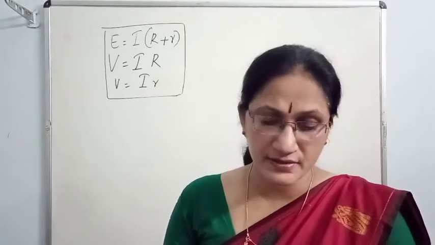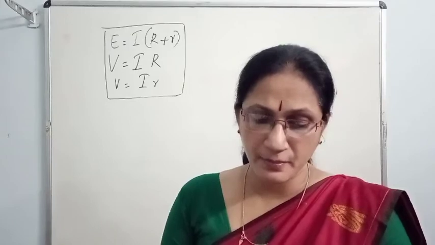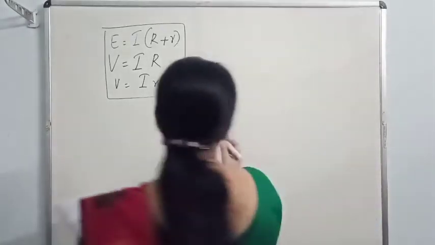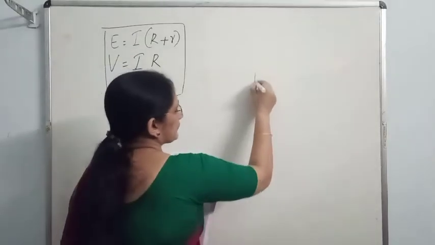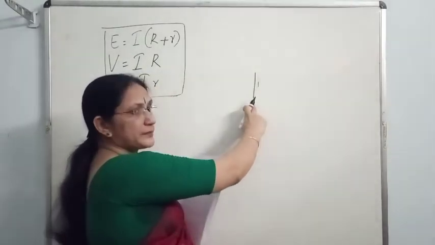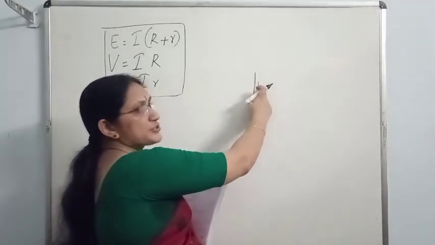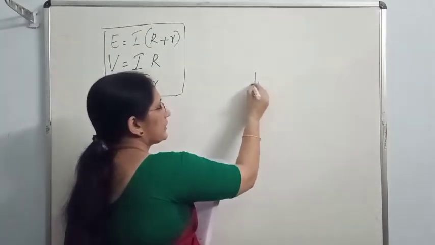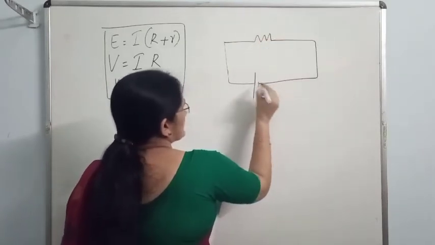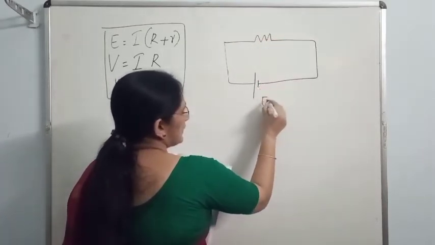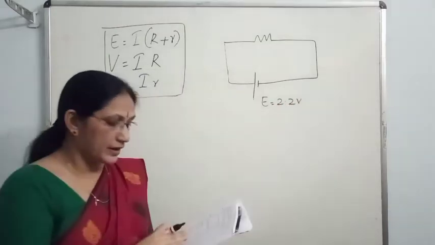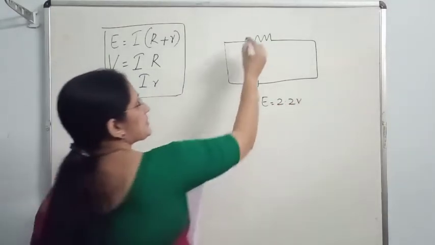A cell of EMF 2.2 volt is connected. Let me draw the figure. This is the symbol of a cell. The long line represents the positive terminal and the short line represents the negative terminal. It is connected across a resistance. This cell is of EMF 2.2 volt and it is connected across a resistor of 5 ohm.